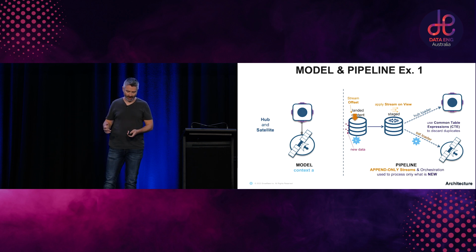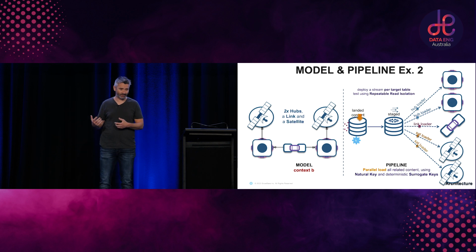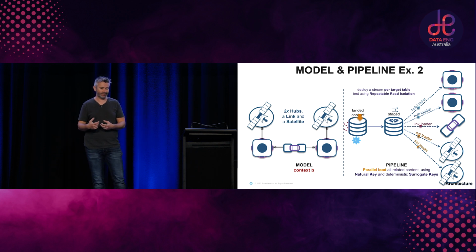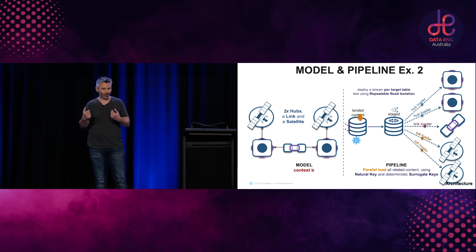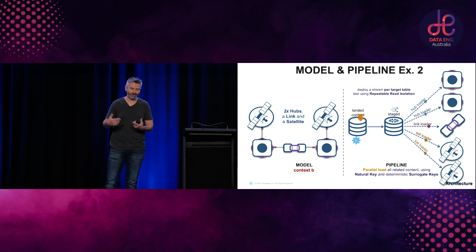As an expanded example, let's say you've modeled a link to hubs and satellites. What this is showing is that you can load as much as you want in parallel. There's nothing forcing you to have a staggered load between hubs, links, and satellites. The keys that are used to join those tables together at a later stage are deterministic surrogate hash keys, or you can use natural keys if you choose.